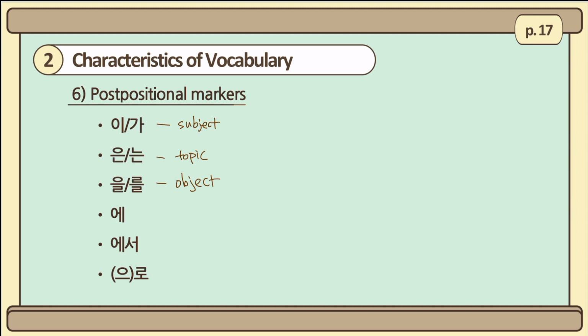There are also diverse adverbial case markers which include 에 that indicates time and location, 에서 which indicates location, and 으로 which indicates direction or means. You can find some examples of post-positional markers on page 17 of your book. For more detailed explanation, go to Lesson 5 of the SEEMILE Korean for Beginners class, starting from the 10-minute 52-second mark through to the 12-minute 22-second mark.